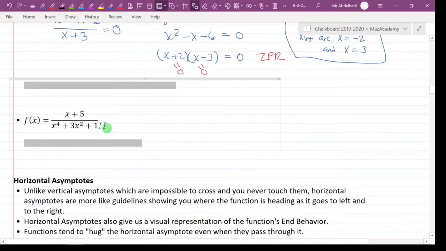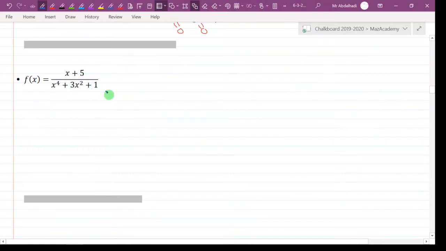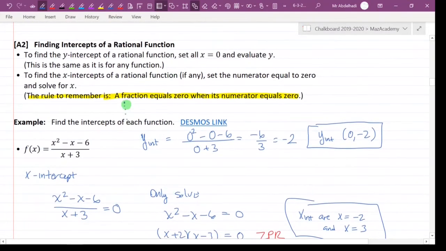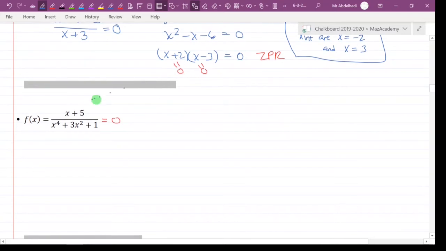Let's try it again with this one here. We want to find the x-intercept. We make y 0, so you're just going to set this fraction equal to 0. Fraction equal to 0, remember the rule: a fraction equals 0 when its numerator equals 0. So all you have to do is take the numerator only and set it equal to 0. The x-intercept is -5, or -5 comma 0. That was nice, quick, and easy. So we found the x-intercept is -5.